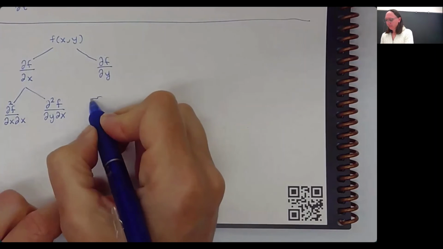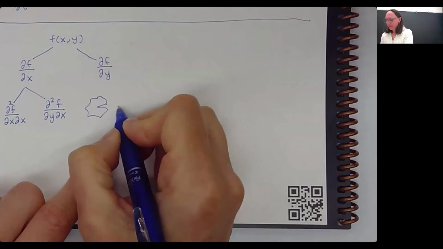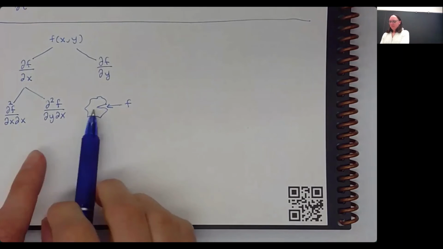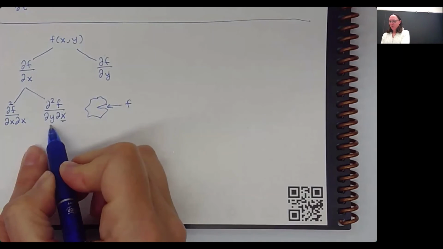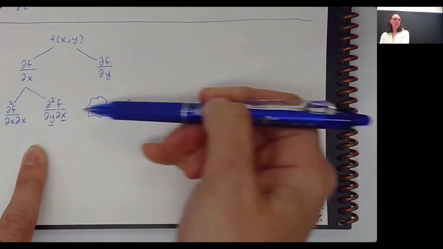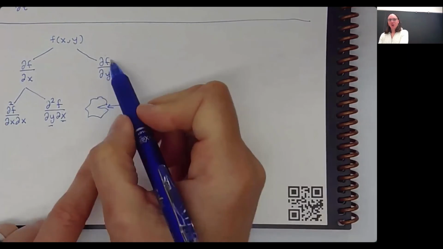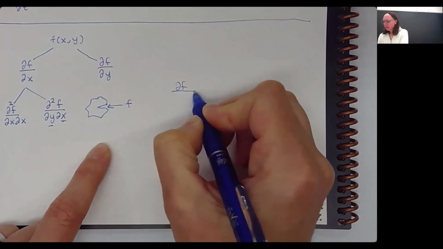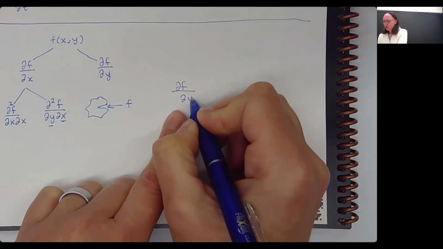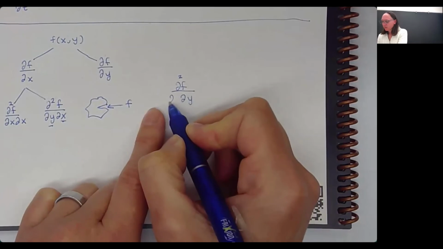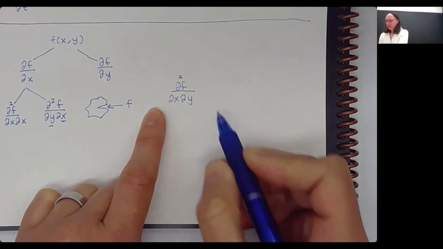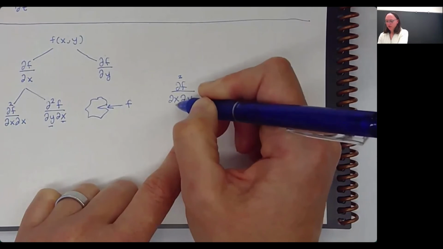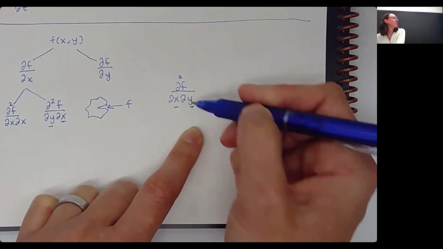The way that I keep this one straight in my head is I actually imagine that this gross function is some creature and the creature is eating f. So if the creature is eating f, first it hits the x, then it hits the y because it's being fed f. If I start with the partial with respect to y and then take it with respect to x, I'm feeding it the function, it hits y first, then x.